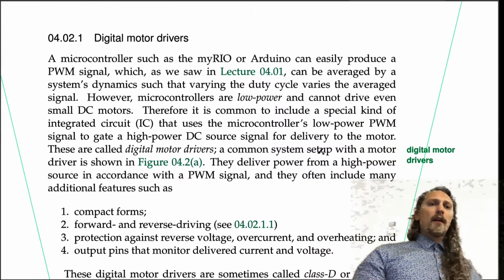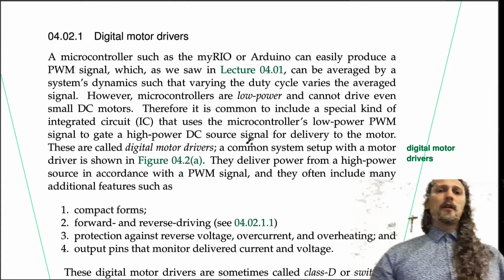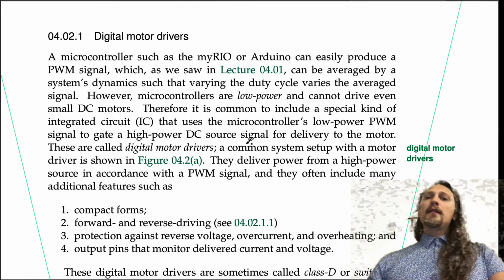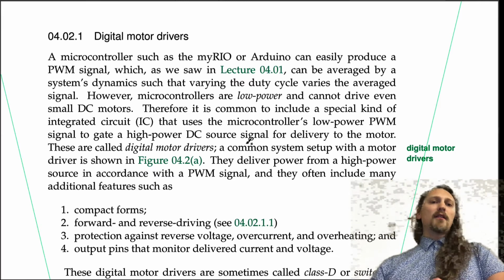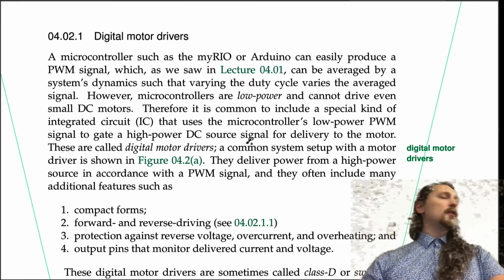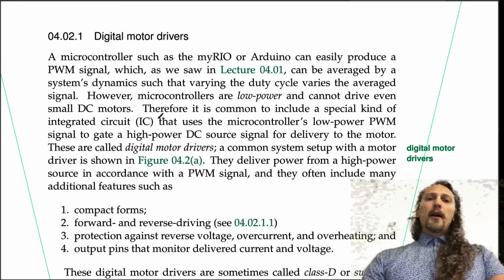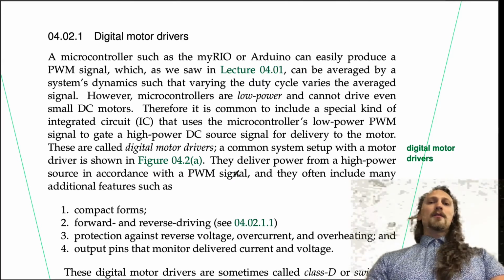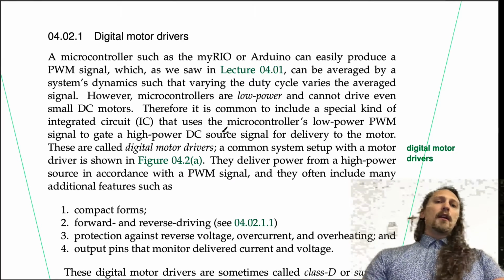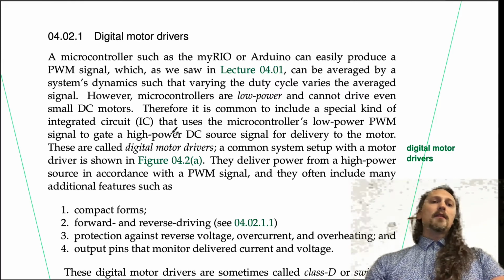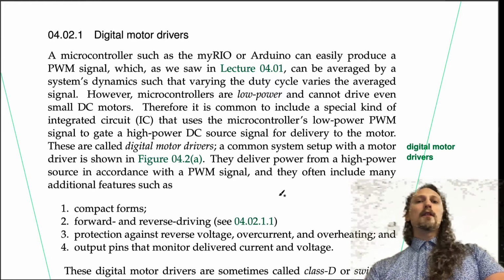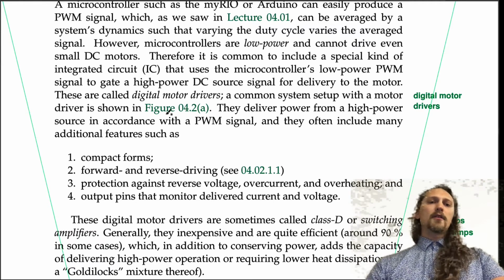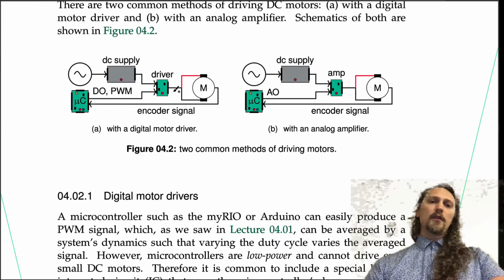Digital motor drivers: a microcontroller such as the MyRio or an Arduino can easily produce a PWM signal, which, as we saw in lecture 4.1, can be averaged by a system's dynamics such that varying the duty cycle varies the averaged signal. However, microcontrollers are low power and cannot drive even small DC motors. Therefore, it is common to include a special kind of integrated circuit that uses the microcontroller's low-power PWM signal to gate a high-power DC source signal for delivery to the motor. These are called digital motor drivers. A common setup with a motor driver is shown in figure 4.2a, which we just reviewed.